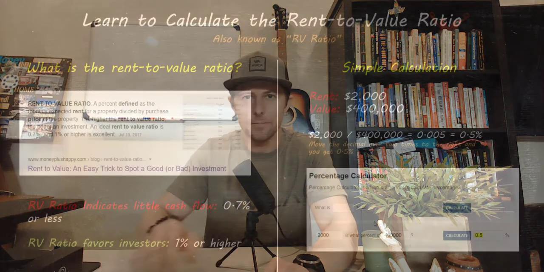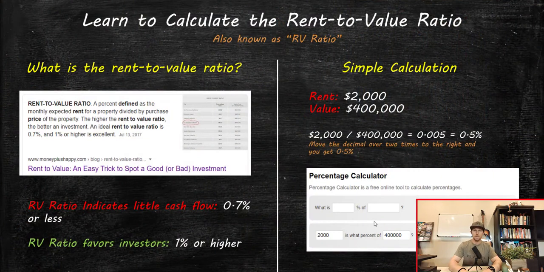Let's get into it. All right, so let's get into what the rent-to-value ratio is. The rent-to-value ratio is a percent defined as the monthly expected rent for a property divided by the purchase price. In general, the higher the rent-to-value ratio, the better an investment. An ideal rent-to-value ratio is 0.7%, and 1% or higher is considered excellent.